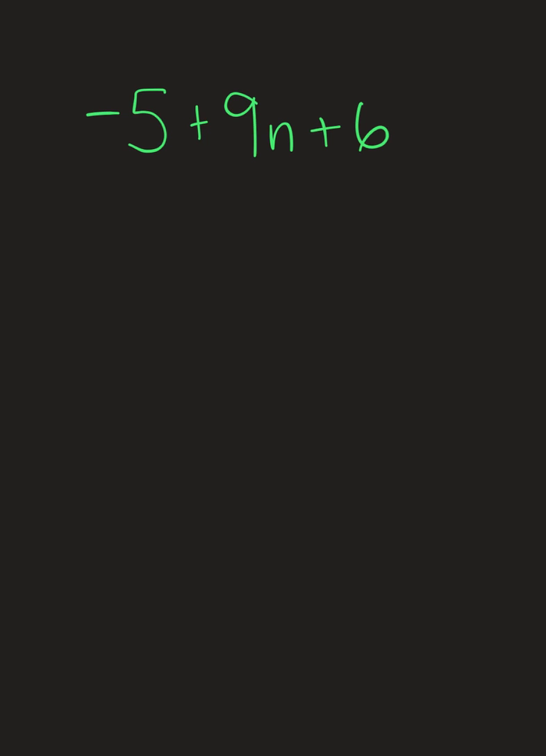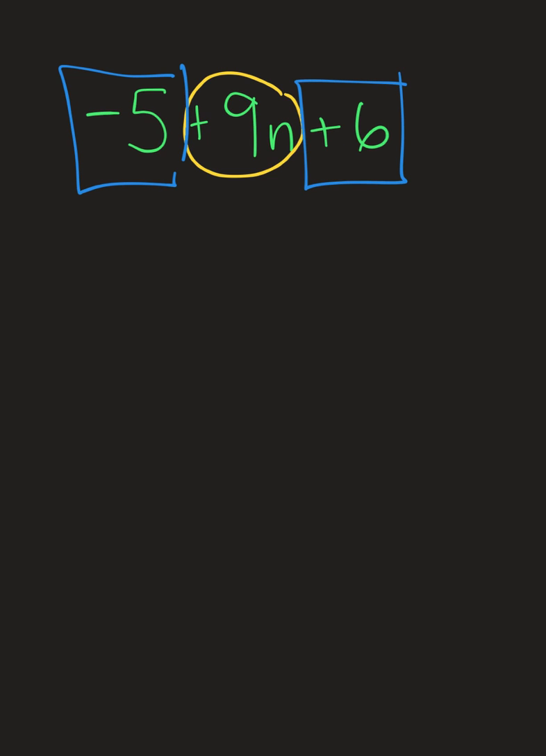One more example, because these can be a little more complex. Again, I'm going to circle my variable terms with a sign in front. And I'm going to box in my constant terms. Again, you can use whatever symbol works for you. Just be consistent, okay?